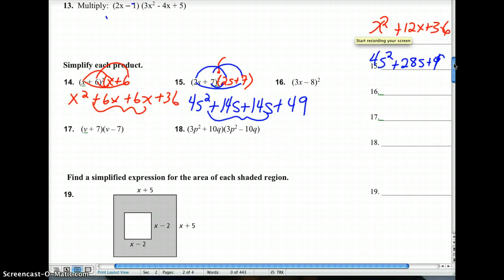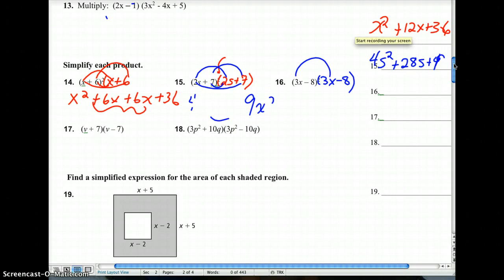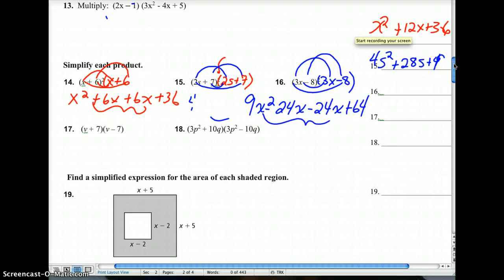Number 16. 3x minus 8 squared means 3x minus 8 times itself. That's going to cause me to FOIL again. 3x times 3x is 9x squared. Outside would give me minus 24x. When I multiply my insides, I get another minus 24x. And my last, a negative times a negative, gives me a positive 64. Combining those once again will give me 9x squared minus 48x plus 64.